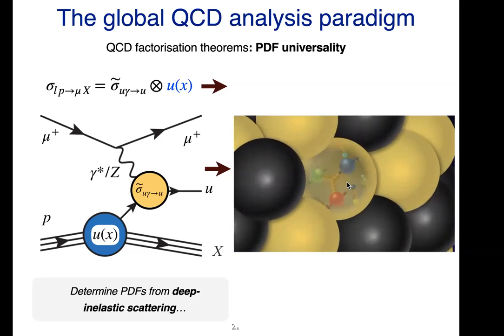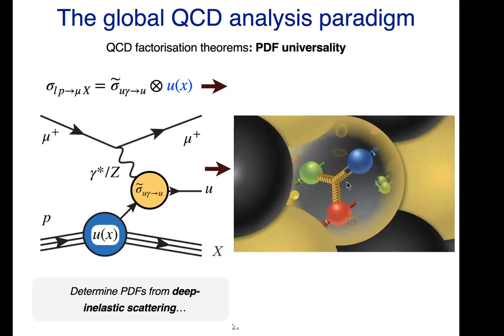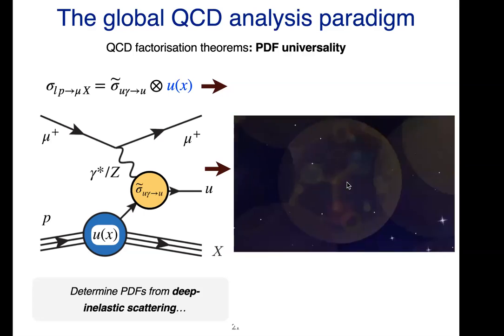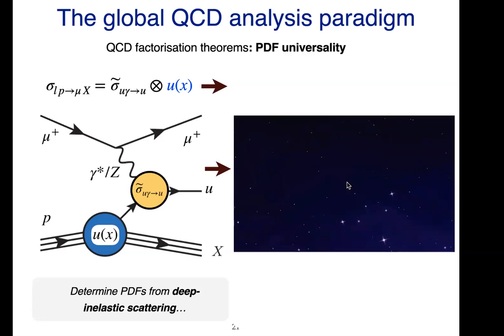You have a lepton. This lepton emits a virtual photon, and this virtual photon interacts with the content of the proton or with nuclei to then provide information about the partonic structure of the proton.